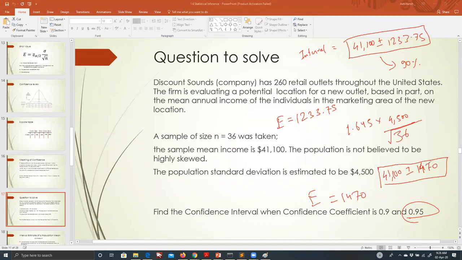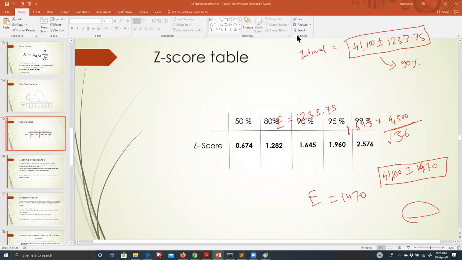I'm sorry, sir, there's some slight confusion. It's just about calculation, but I want to make sure. For 0.95, the value you showed in the table is 2.576 for the z-score. Let me go there. That is 1.96 for the 95%. Oh, I'm sorry. Okay, that's fine. Thank you.